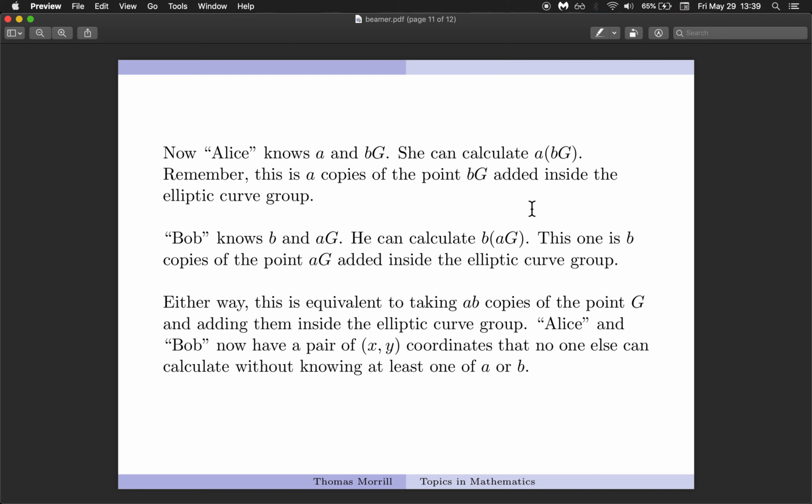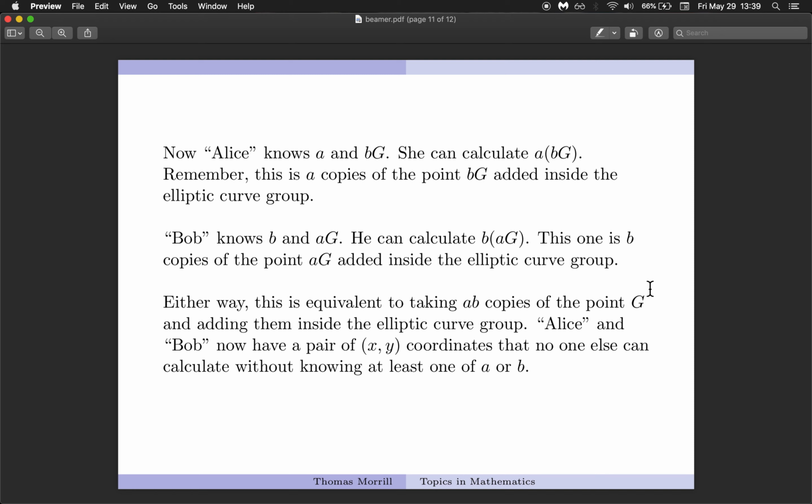On the other hand, Bob is going to take Alice's coordinates for A times G. Bob does not know A, but he knows the multiplier B because that's Bob's secret multiplier. Bob calculates B copies of Alice's coordinates and adds them all together, right? So A times G here in parentheses, this is standing for the X and Y coordinates that Alice published. Bob doesn't know what multiplier is here. So that's what it looks like from Alice's point of view and from Bob's point of view.